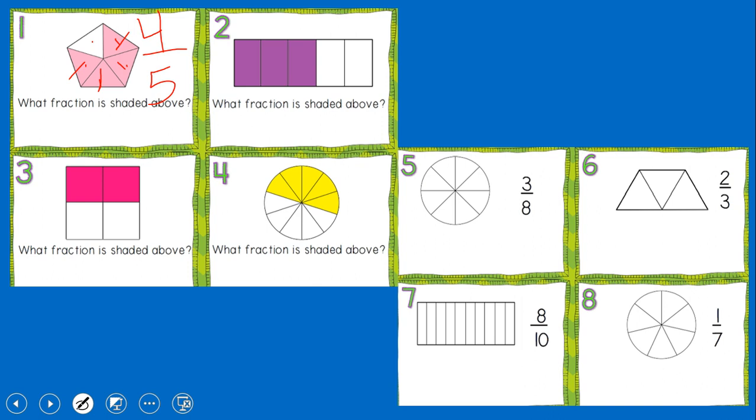So you need to do the same thing for 2, 3, and 4. Make sure that you count how many sections or parts it is all together first. Write that on the bottom. That's your denominator. And then you're going to write your numerator, the part, at the top.